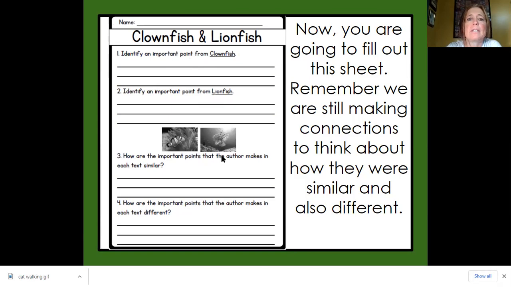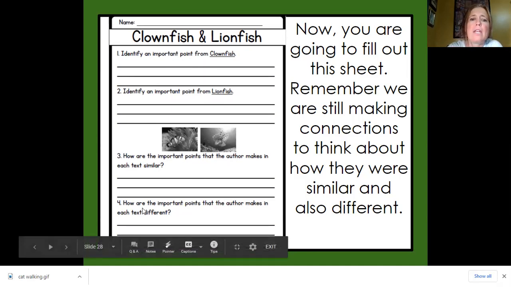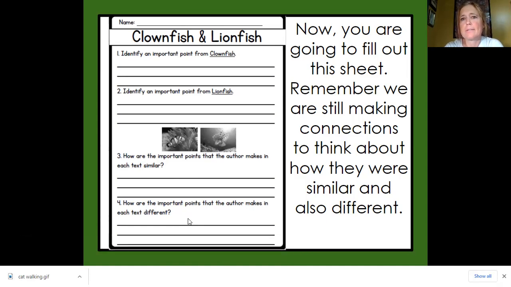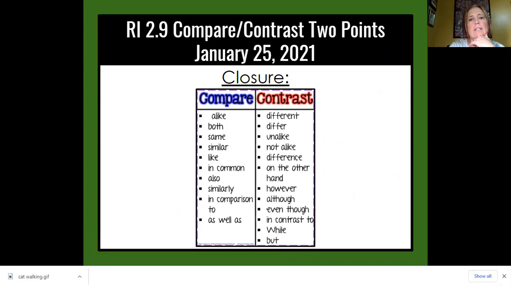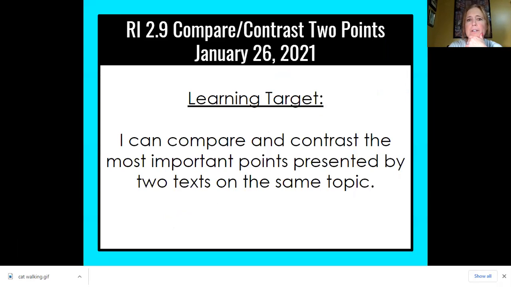How are the important points that the author makes in each text similar? Okay, so how is what the author is saying about the clownfish and the lionfish similar or the same? And how are the important points that the author makes in each text different? What is something different that the author is trying to get through to you in each text? All right. So again, we have our list of compare and contrast. Remember, when you compare, you're seeing how they're alike. When you contrast, you're seeing how they are different.